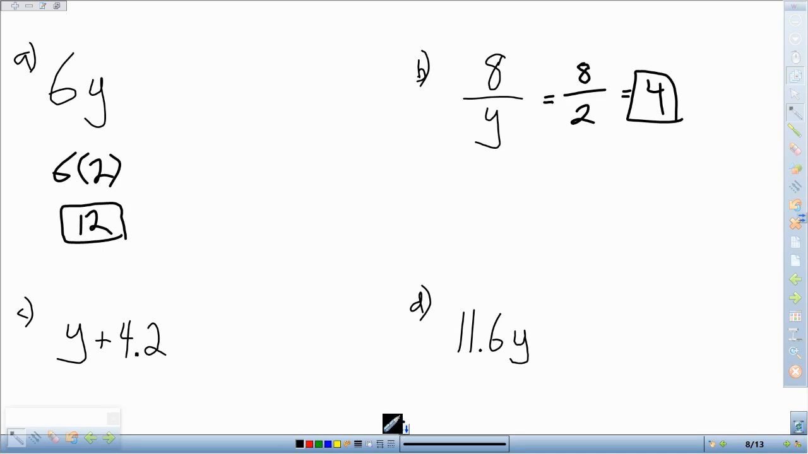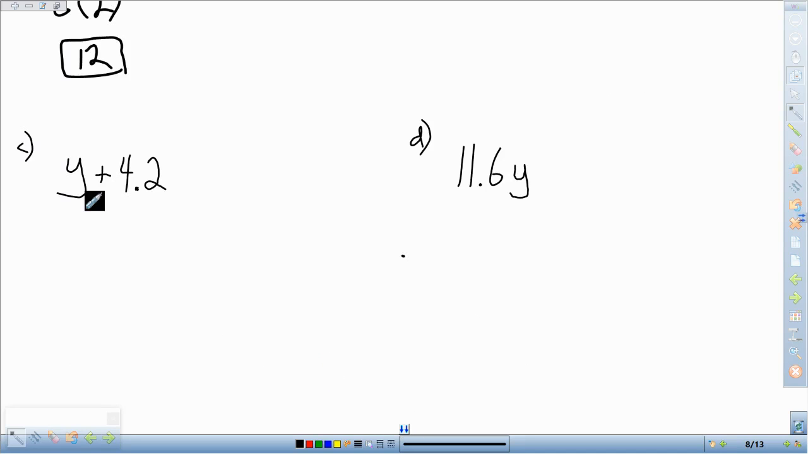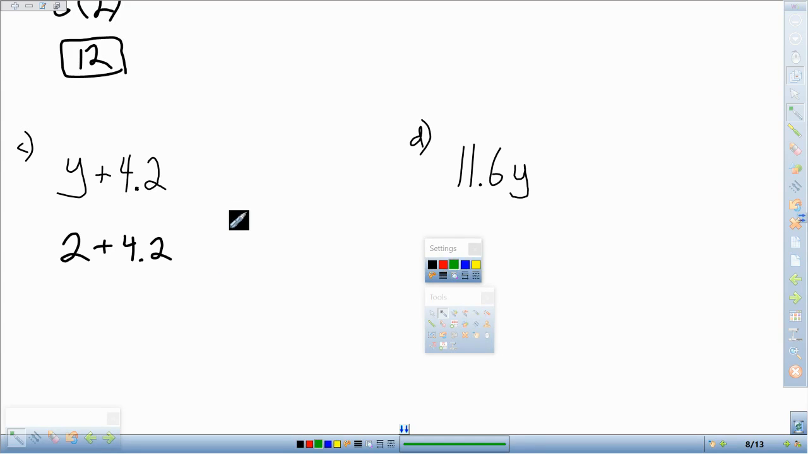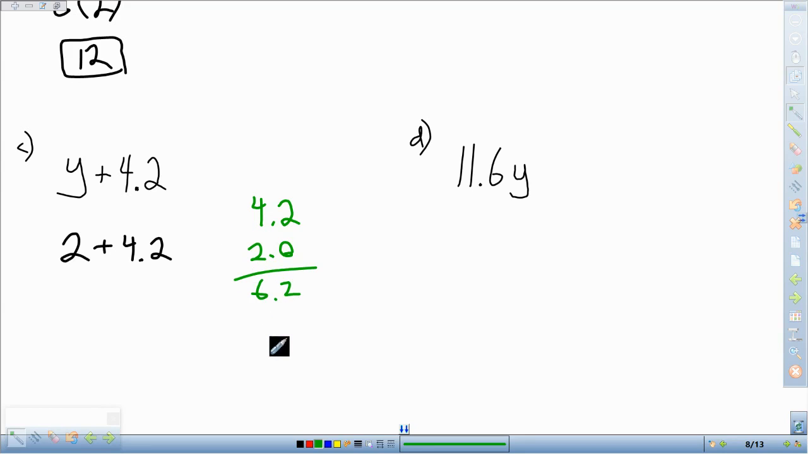Okay, moving to C and D, again, we're plugging in 2 for y. So this one, we're getting a 2 plus 4.2. If you know, okay, that means I'm going to get a 6.2, that's fine, just go for it. But again, the proper way to do this would be to show that 4.2 is being added to 2.0, lining up the decimals. That's why we're getting a 6.2. Okay, 6.2, there she is. And last one, we're multiplying again, 11.6 times 2.